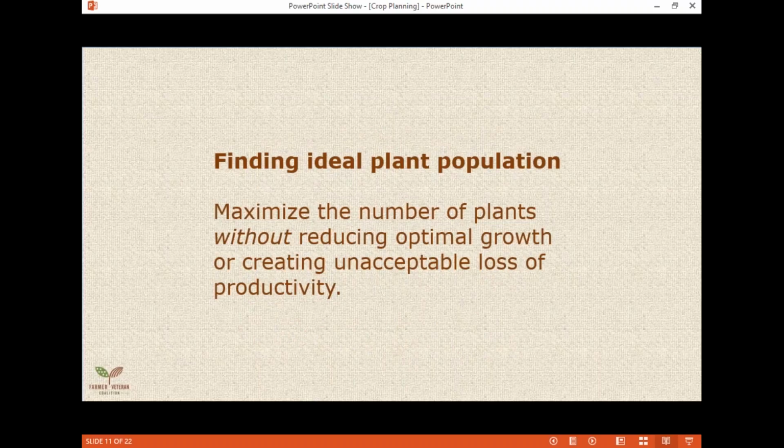Finding your ideal plant population, you do that by maximizing the number of plants without in any way reducing the optimal growth or creating an unacceptable loss of productivity. We talked about a number of examples of this, but essentially we'll go through a lot more today. Those are always the things you weigh. How do I get the most plants, but at what cost is it going to be to get that? And do I make some compromises and make it easier to cultivate those plants, easier to spray those plants, easier to get them in and out of the field?